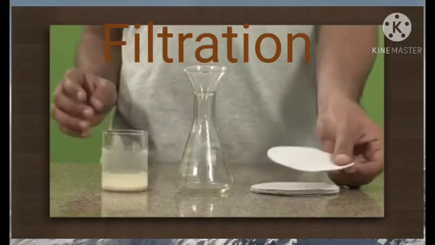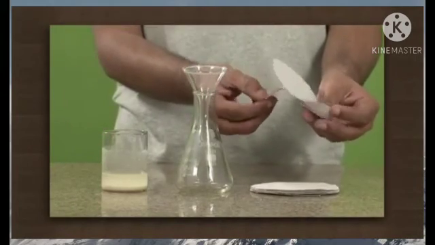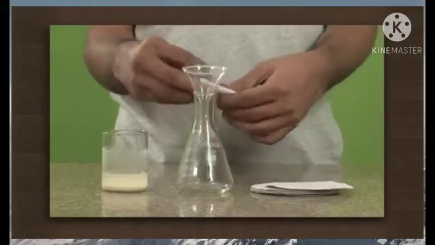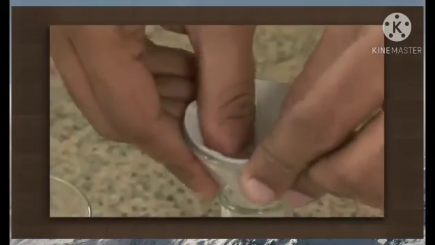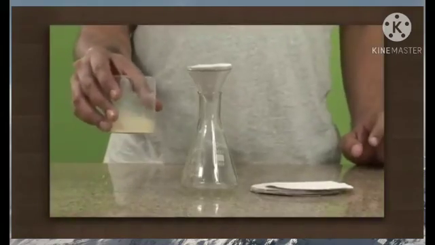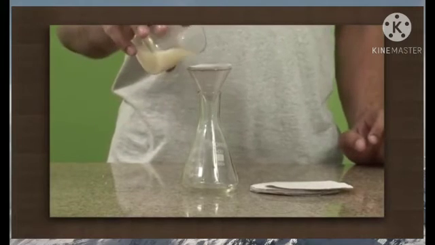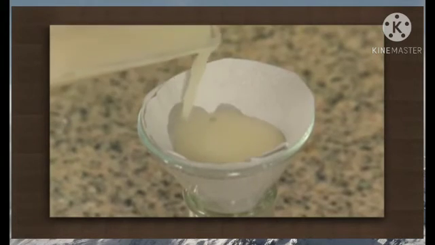Next we learn about the filtration process. For this we have taken a liquid with some solid impurities, a flask and a filter paper. Now I will fold the filter paper and adjust it in a funnel which is attached on the flask. Now I will pour this liquid.